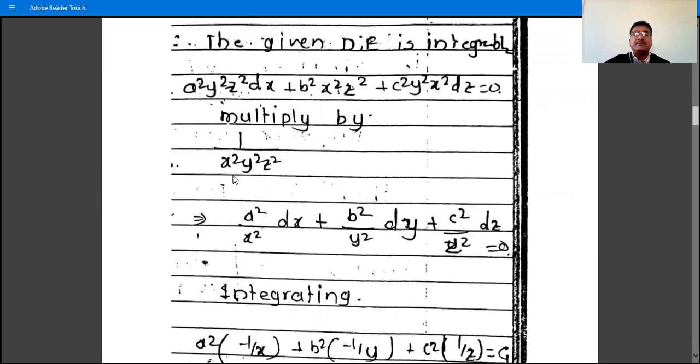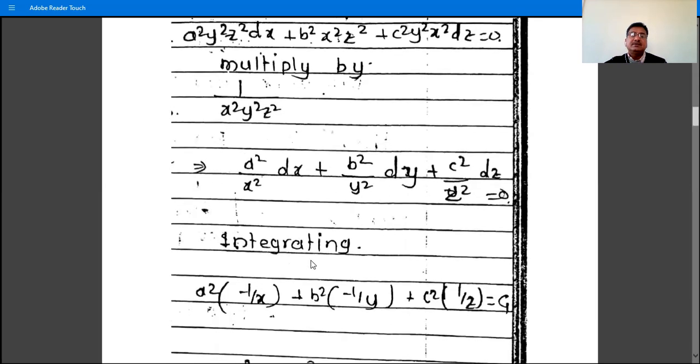Then multiply by 1 by x square y square z square, or divide by x square y square z square. And then we have a square by x square dx plus b square by y square dy plus c square by z square dz. So all the three variables are separated in this example. So it's called variable separable form.